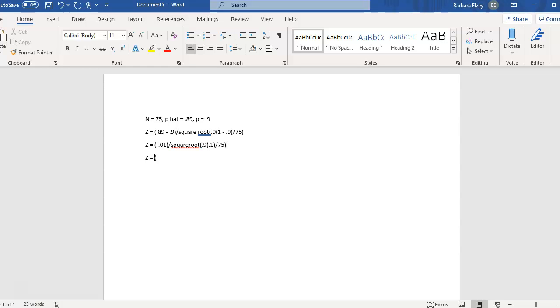And now in my calculator, I'm going to do the square root of 0.9 times 0.1 divided by 75. And that gives me 0.034641. I'll just take it out about that many decimals. Okay, and then if I finally divide out, I get negative 0.2887. All right, now if we look up, we know this is a two-tailed test, and let's look this one up.